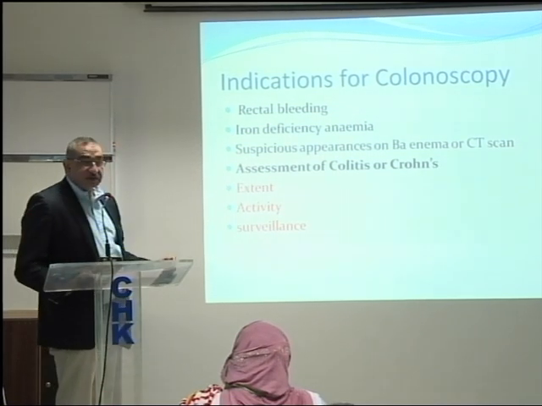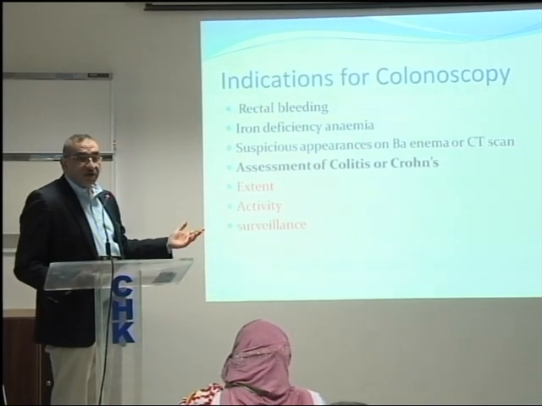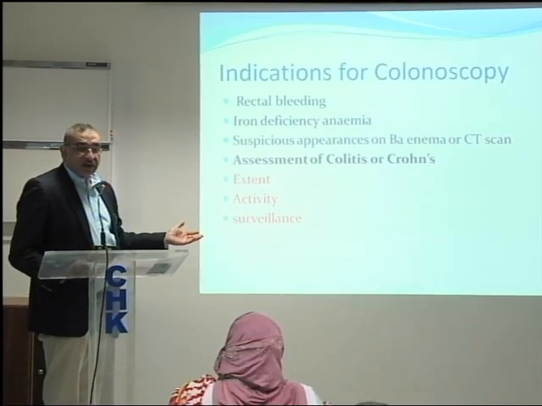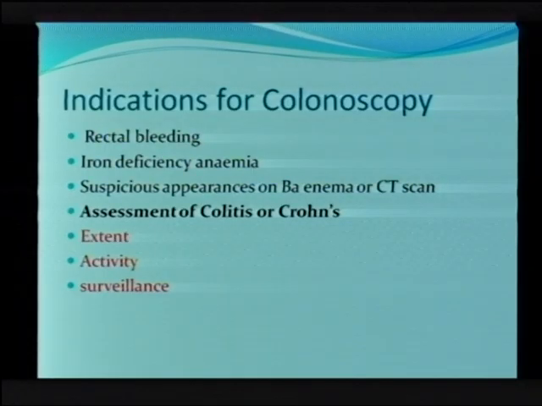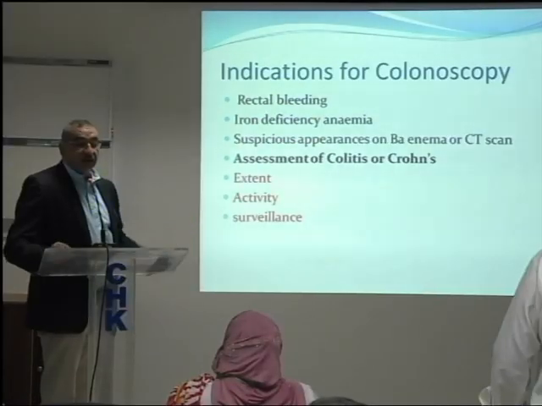Surveillance purposes, because there's a high risk of developing colorectal cancer in patients with inflammatory bowel disease. They should have a surveillance colonoscopy after 10 years of the disease, and then it should be done every 3 years. After 20 years of the disease, it should be done every 2 years, and after 30 years of disease, every year. If they've got something like primary sclerosing cholangitis, it should be done on a yearly basis.